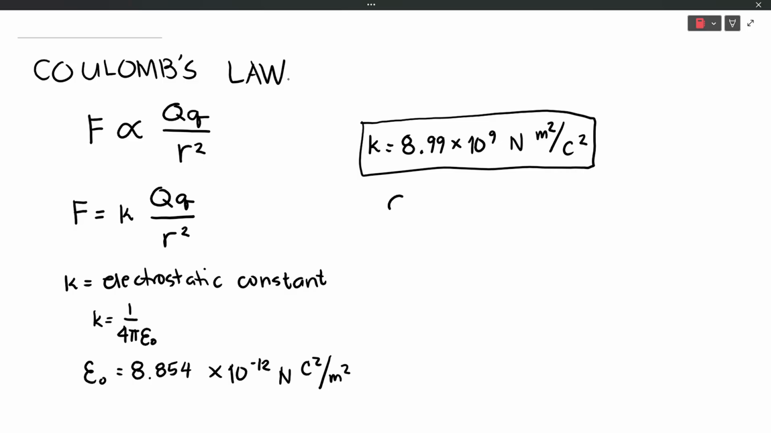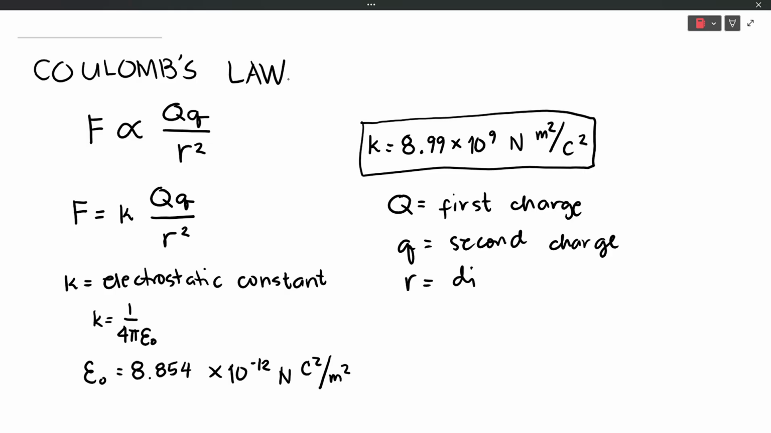Now, how about Q? Q is the first charge. Okay, usually it's in units of Coulomb. The first charge Q, or the smaller q, is the second charge. And then R is the distance between the charges. Now this is force, therefore it is a vector quantity. It is a force, therefore it's a vector quantity.